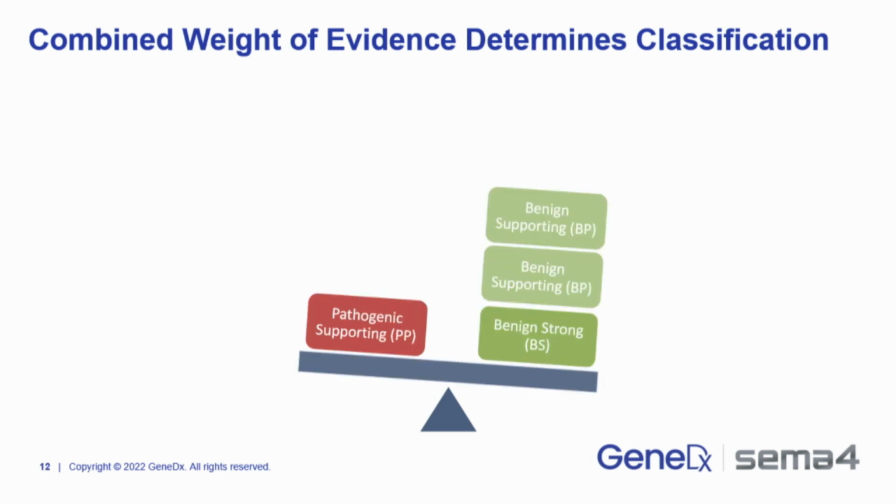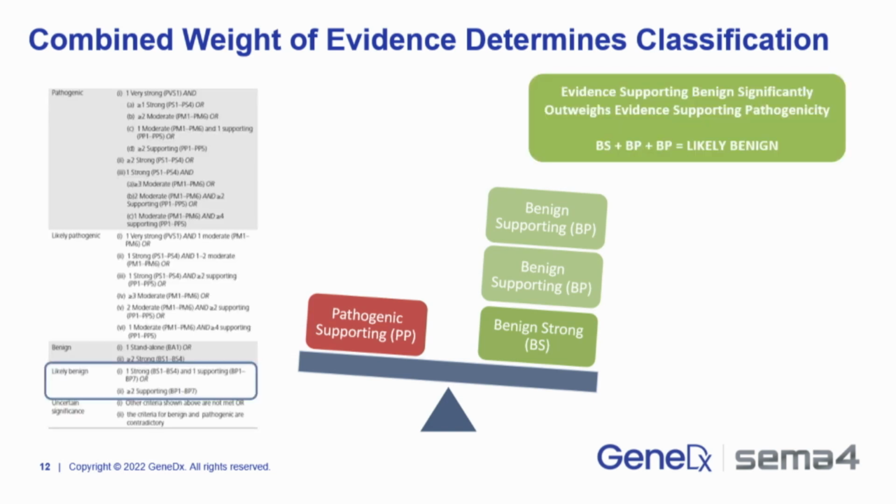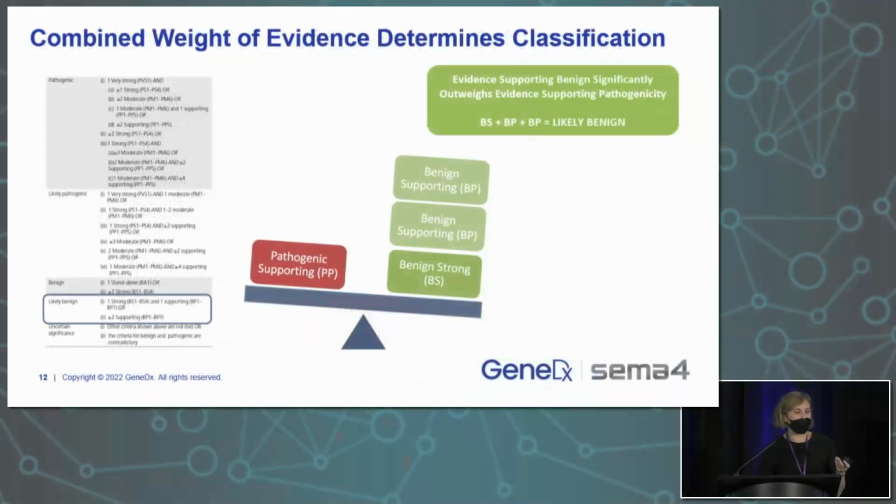But over time, if we accumulated additional evidence and we were able to maybe add some benign strong criteria and some additional supporting criteria, you see that that variant has now tipped. And really, the evidence that's supporting benign significantly outweighs the evidence that's supporting the variant to be pathogenic. And so we'd be able to reclassify that variant to likely benign. And so this is how we can use all of that information together to derive that classification.